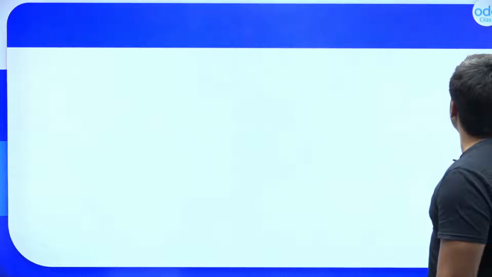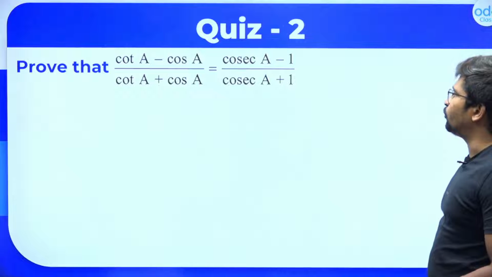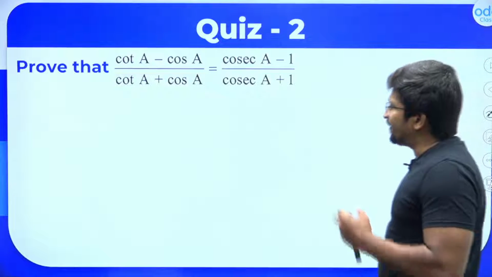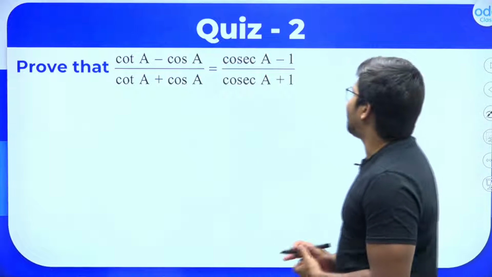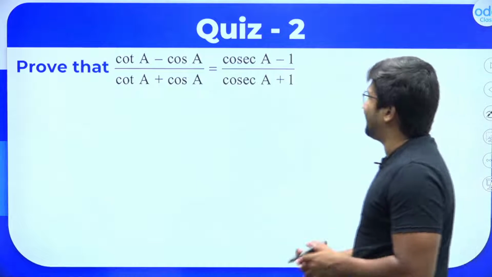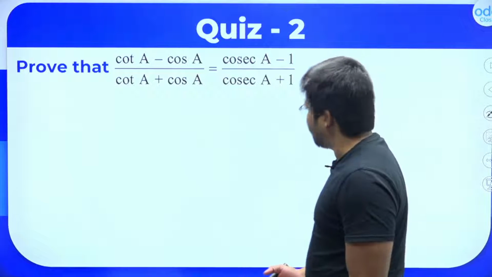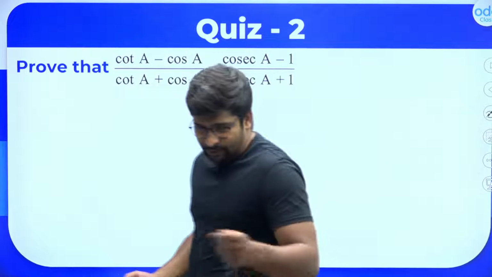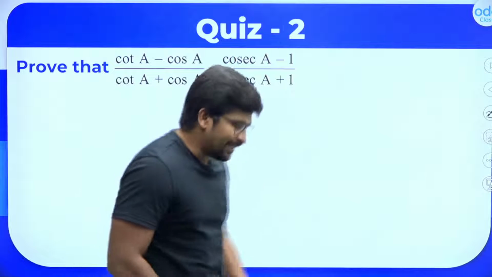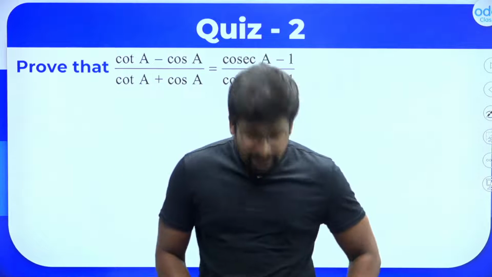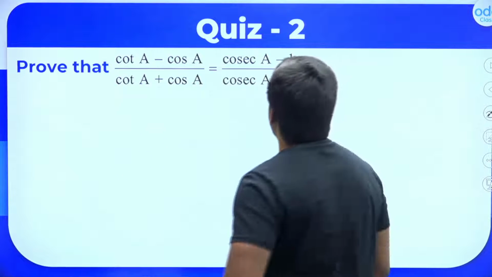Alright, wonderful. Now if that is clear, let's move to the next question. The next question is asking you to prove that (cot A minus cos A) divided by (cot A plus cos A) is (cosec A minus 1) divided by (cosec A plus 1). This is what we have, correct? So let's see how we can go ahead with this question.